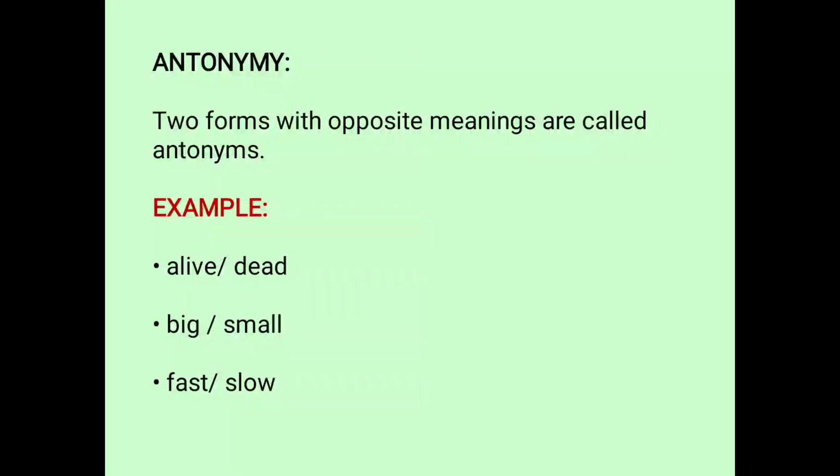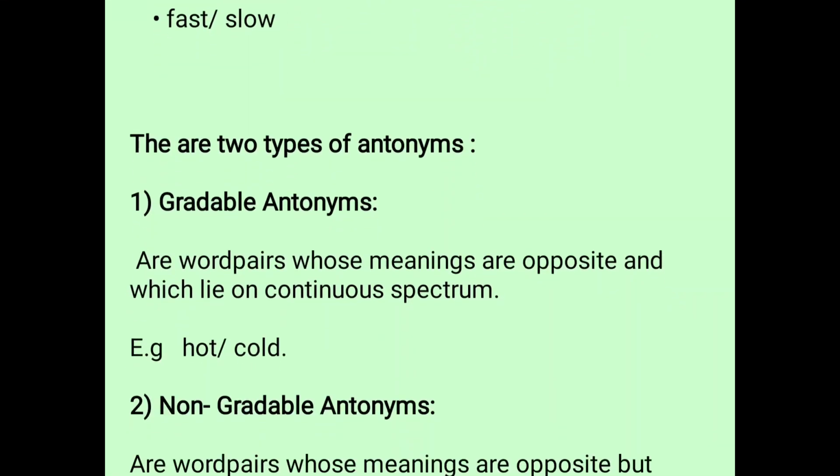The next semantic relation is antonymy. Two forms with opposite meanings are called antonyms. It is the opposite of synonyms. For example, alive, dead. They are opposite in meanings. Big, small, fast, slow. So all these words have opposite meanings.